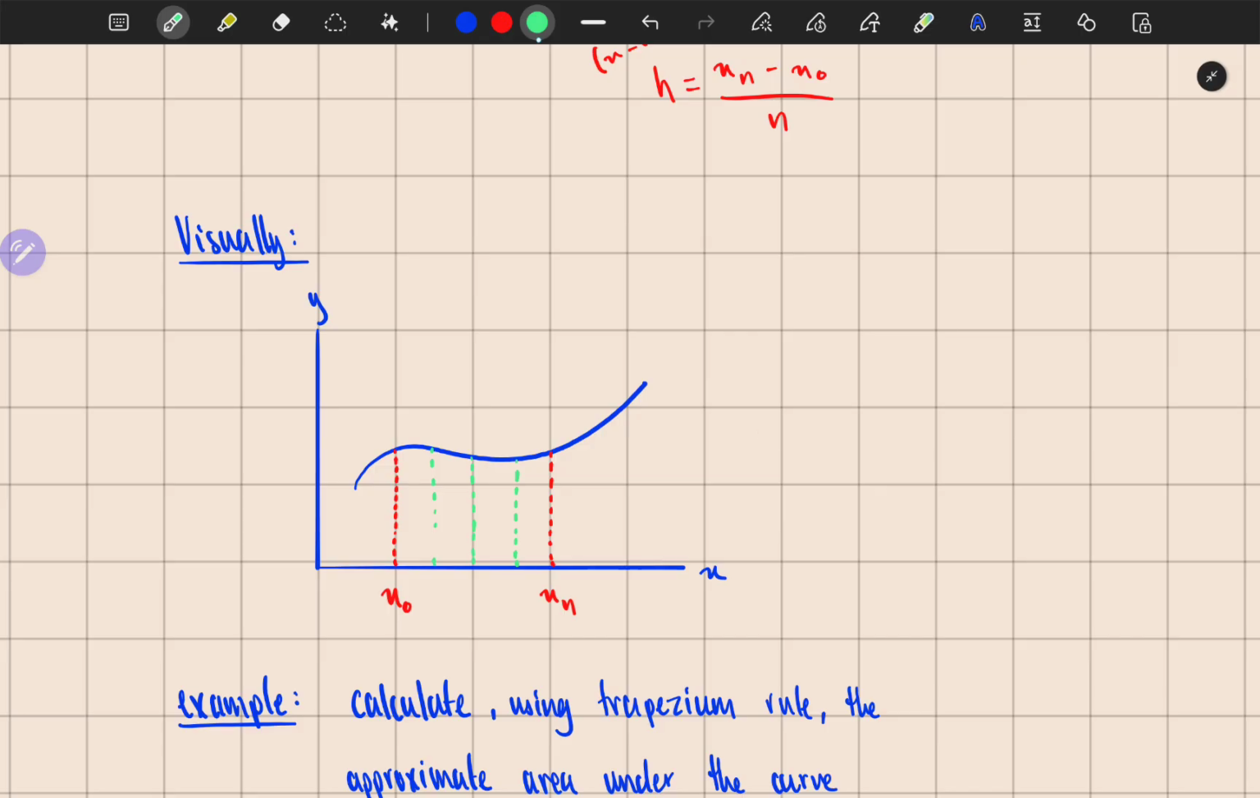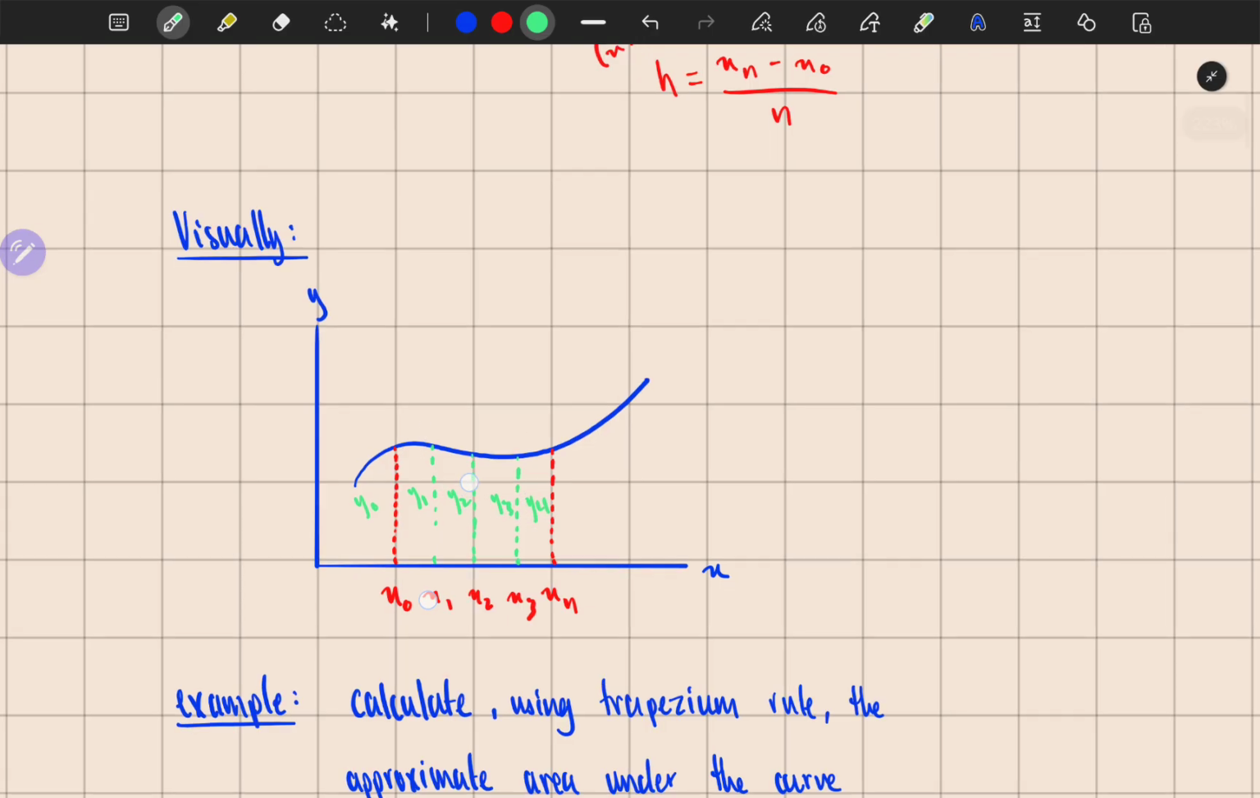So, at x of 0, and this equals x of 1, x of 2, x of 3, and so on, until you get to x of n, which is x of 4, because you chose to divide it into 4 regions. Now, at each of the x values, there's going to be a corresponding y value. So this is going to be y of 0, y of 1, y of 2, y of 3, and y of 4. And that describes the height of the trapezium.